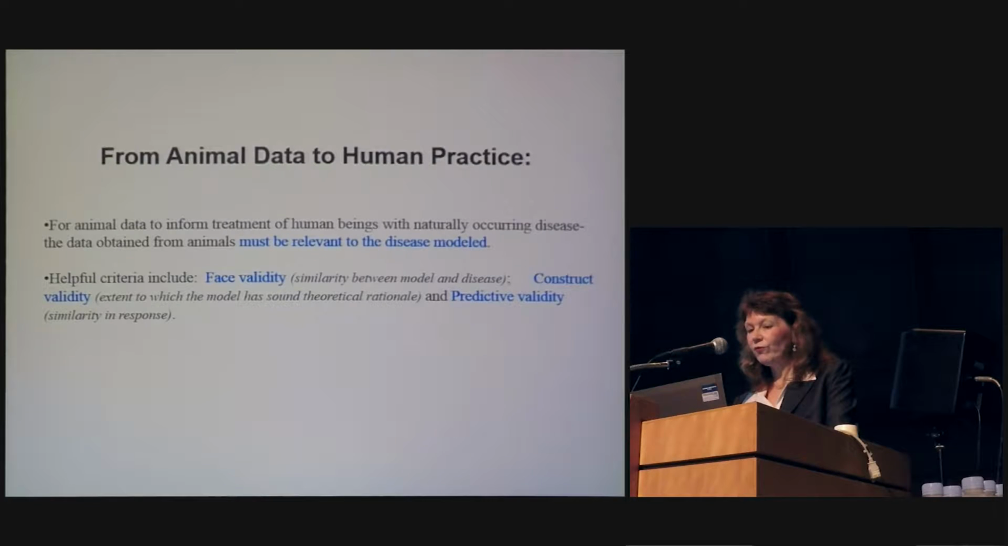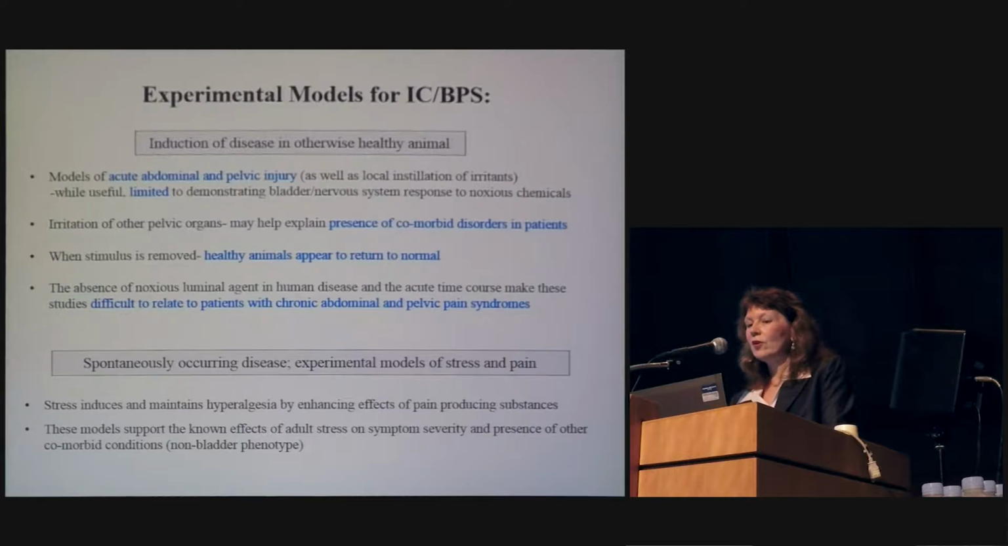For an animal model to inform treatment of human beings with naturally occurring symptoms, the data obviously must be relevant to anything that we're planning to model. There are a number of helpful criteria, which include face validity, the similarity between any type of model and a disease; construct validity, the extent to which a model has theoretical rationale; and predictive validity, which is a similarity in response.